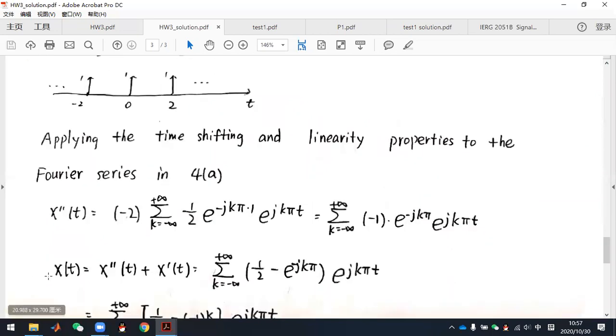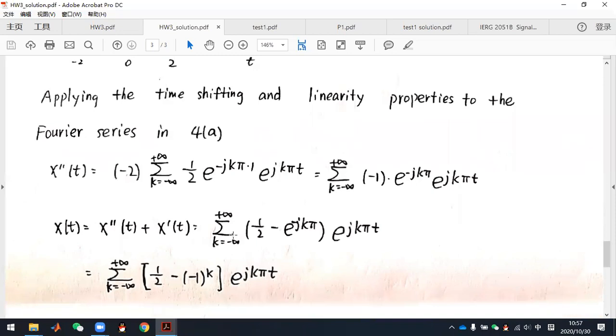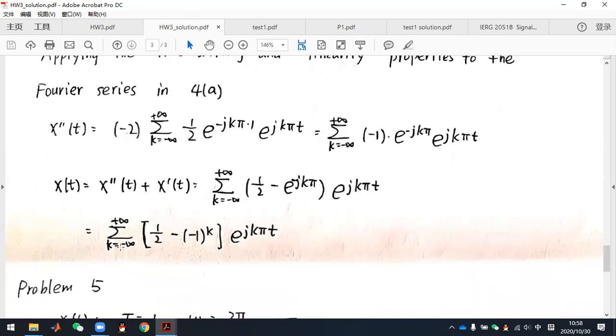So we then use the linearity property of the Fourier series. We have x of t is equal to the sum of x prime of t and x double prime of t, and the Fourier series coefficient is just the sum of the Fourier series coefficients of the two signals respectively. So this is the final result.